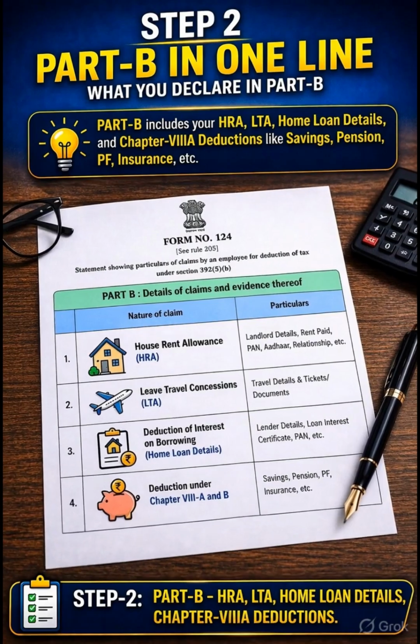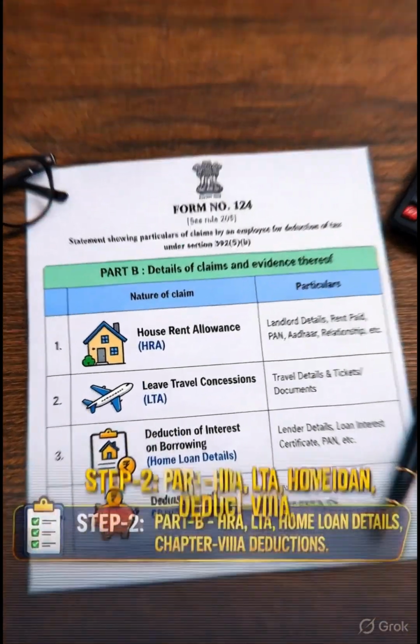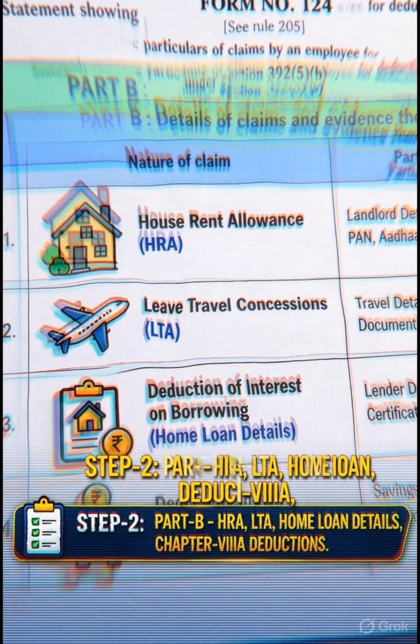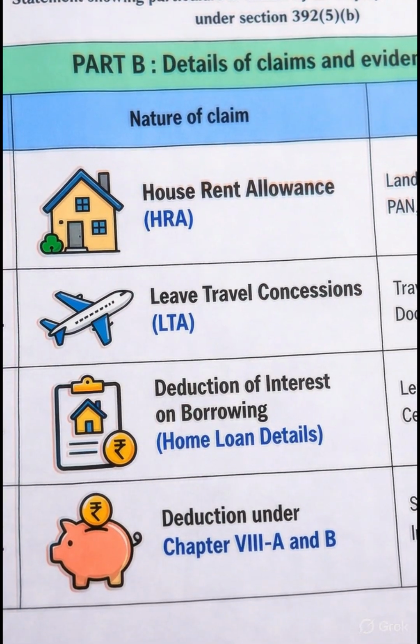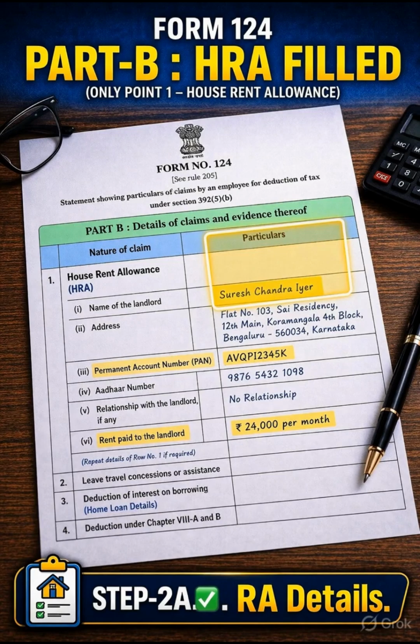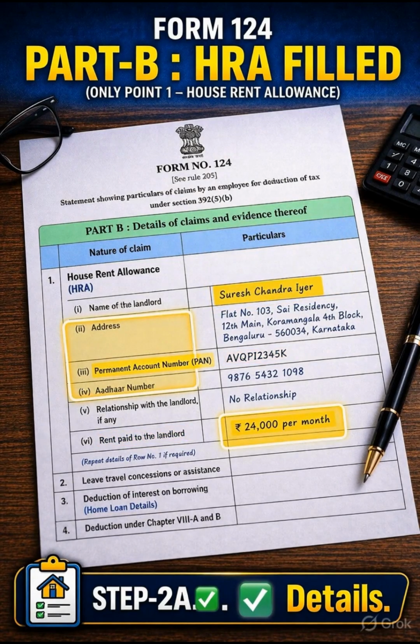Part B is the most important section in this form. Here you declare the details of HRA, LTA, home loan and deductions. In HRA, mention complete details of landlord, relationship with the landlord, rent amount paid and PAN of the landlord if rent amount is above 1 lakh per annum. Incorrect details may lead to rejection.